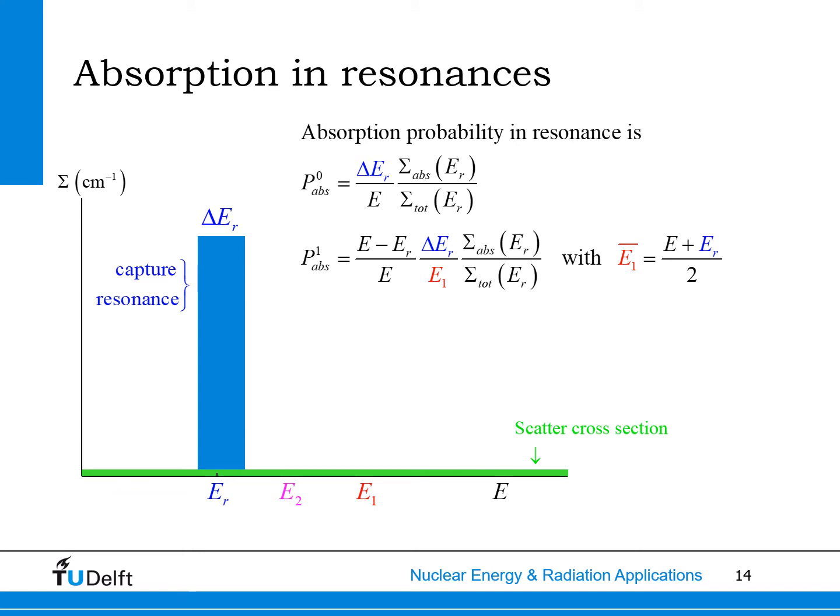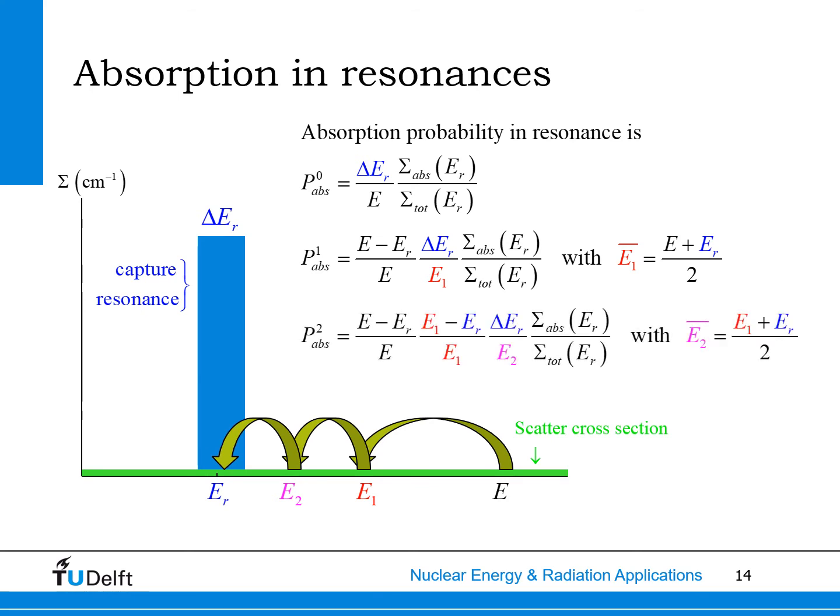We can continue this process to calculate the contribution of neutrons that have scattered twice between the initial energy E and the resonance energy ER. After a neutron has scattered once, the probability to scatter to energy E2, somewhere in between E1 and ER, is given by the ratio of E1 minus ER and E1. The probability to scatter to the resonance energy is now given by the ratio of delta ER and E2. And a complete expression is shown in the third formula on the slide. Note that the average value of E2 equals E1 plus ER divided by 2.